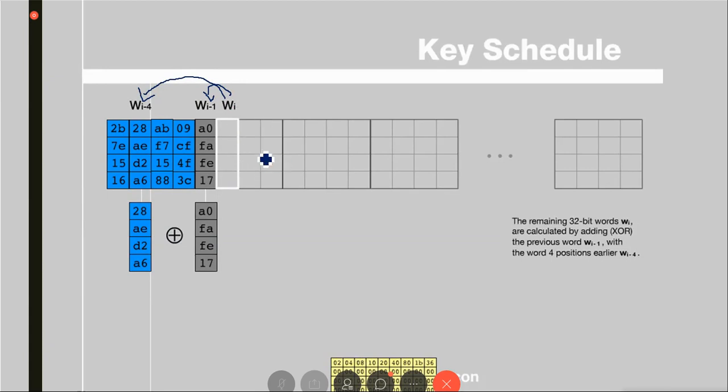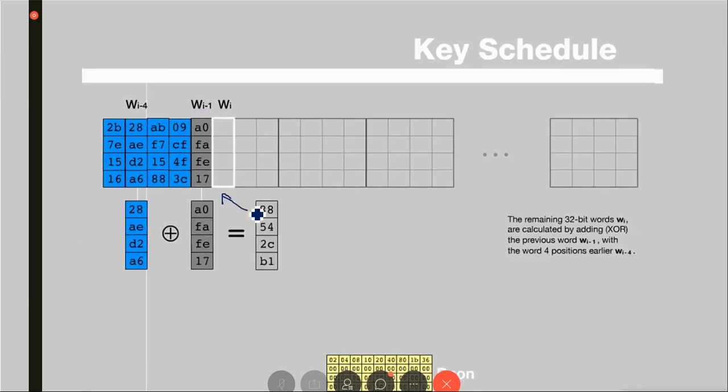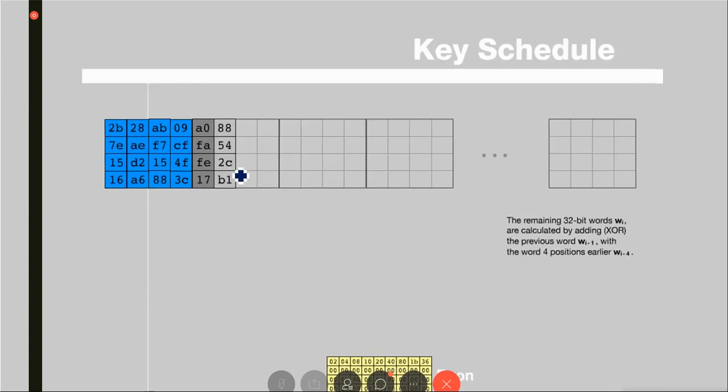And for the fourth column, the process is very simple: Wi minus 1, Wi minus 4, XOR, get the result, put it back. To find the first column you had a slightly different process. You needed Wi minus 1: rotate word, substitute, Wi minus 4, XOR with the constant, and it became dark gray. From the second column onwards, it is Wi minus 1, Wi minus 4, a simple XOR.